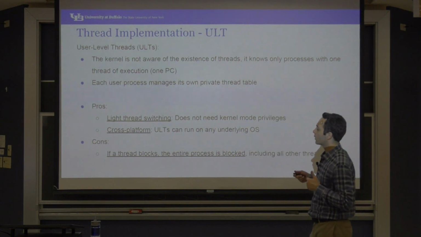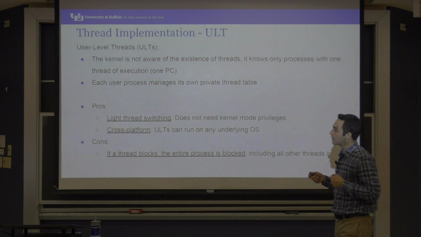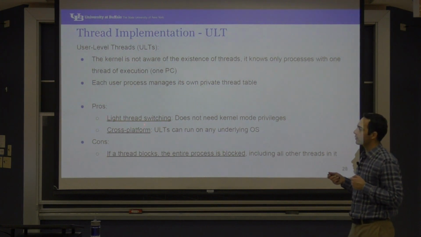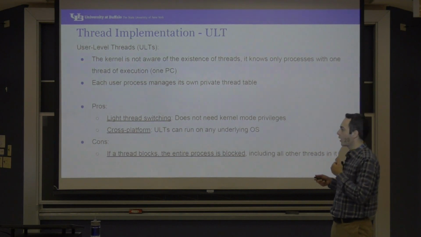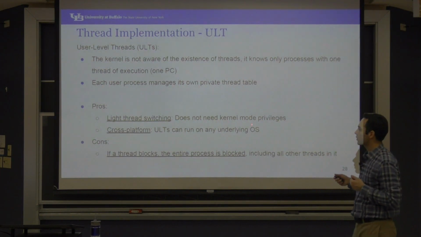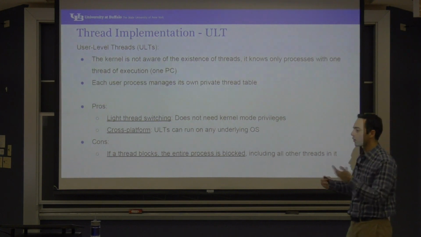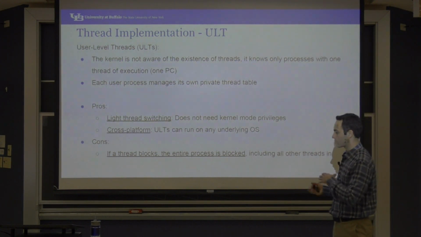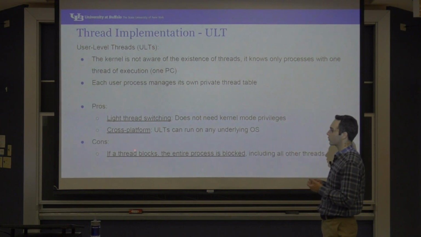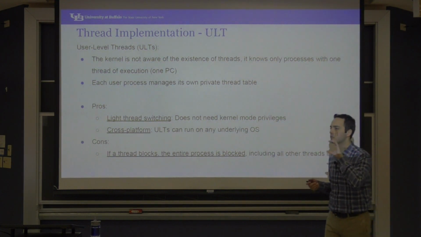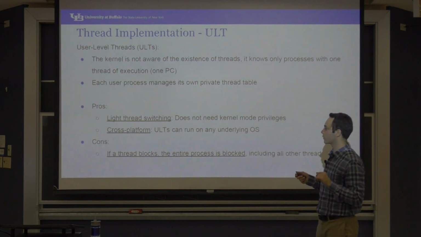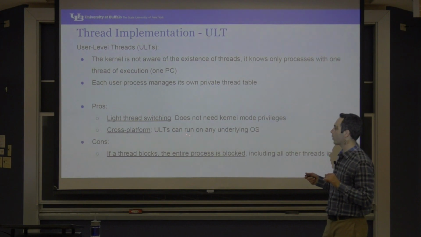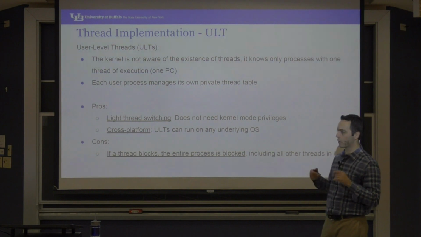So the process decides, and they're light thread switching because it's handled in the user space. There is no overhead in the kernel, and you don't need to go to kernel mode privileges or do any of that stuff because the kernel keeps it simple. It's also cross-platform because everything is in user space using maybe the same library, or a library depending on the OS. The ULTs you don't have to change them. They can run on any OS.